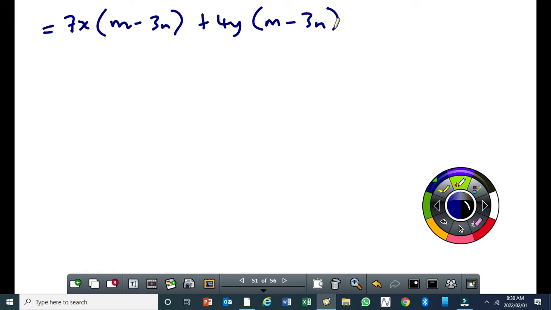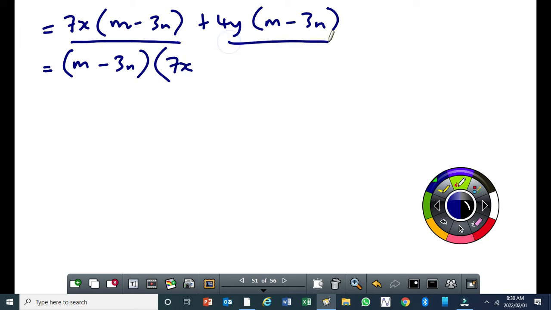Then you can see that we have a common factor here. That's m minus 3n. So I'll take out the common factor. It's m minus 3n. Then, to get the first term inside the binomial there, you divide this whole term by the common factor. I'm sure you can see that this cancels with that, you're left with that 7x. Also here, you divide that whole term by the common factor, and this binomial cancels with that, you're left with positive 4y. So that will be your final answer.